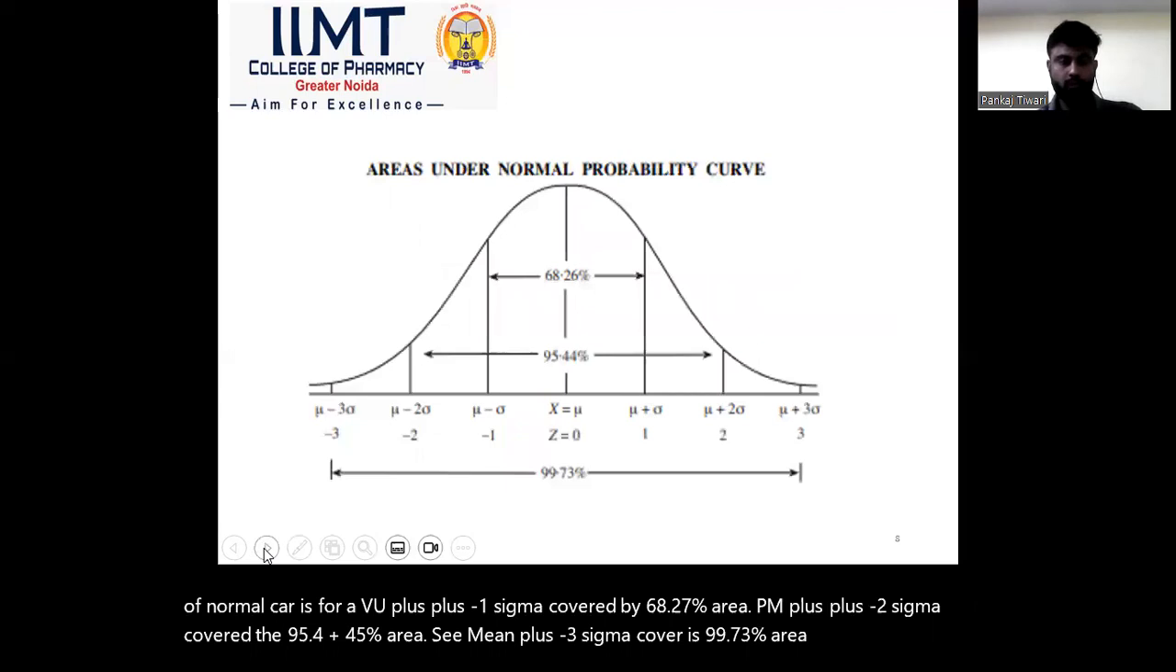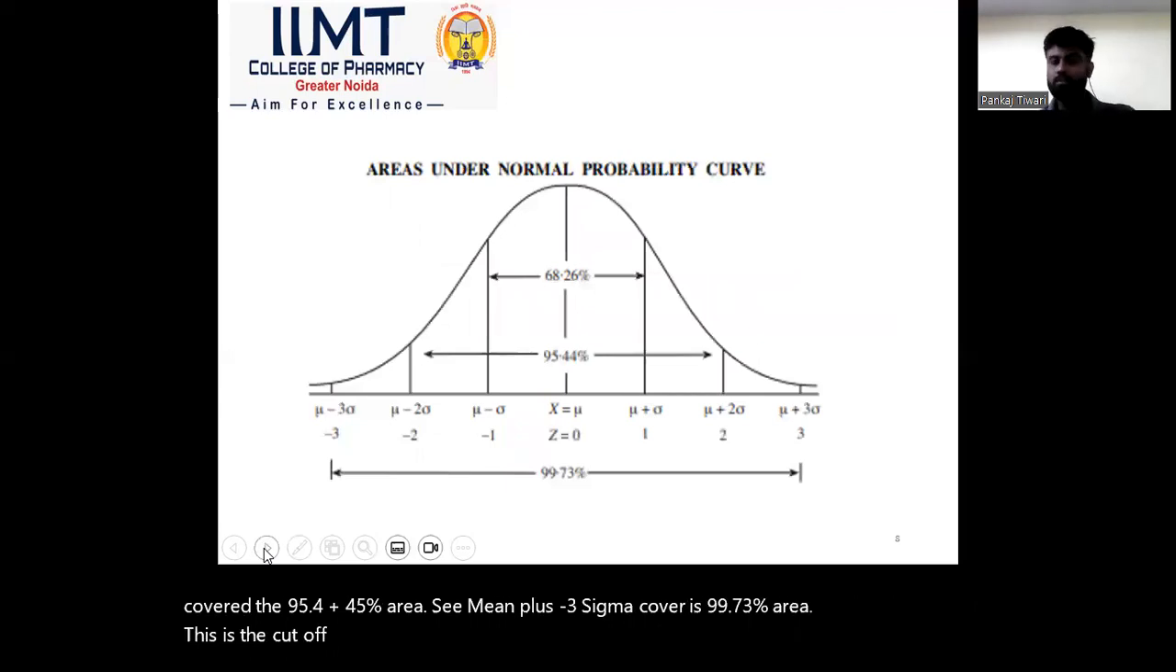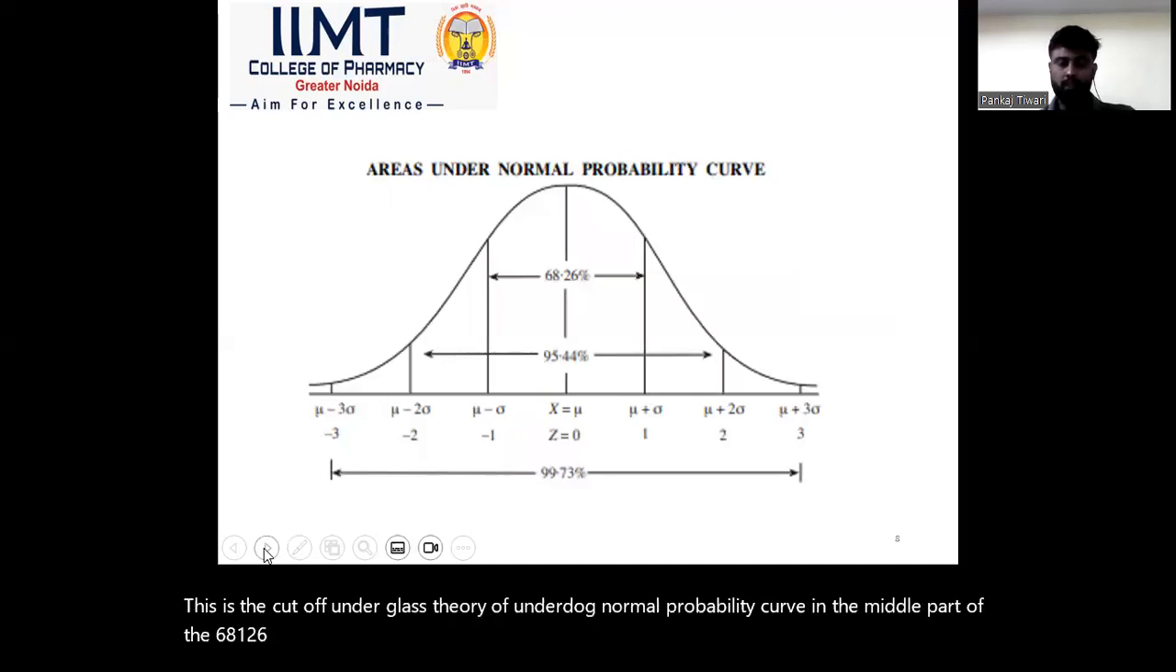This is the area under the normal probability curve. The middle part covers 68.26% of the area, the region outside of this covers 95.44% of the area, and the last covers 99.73% of the area.